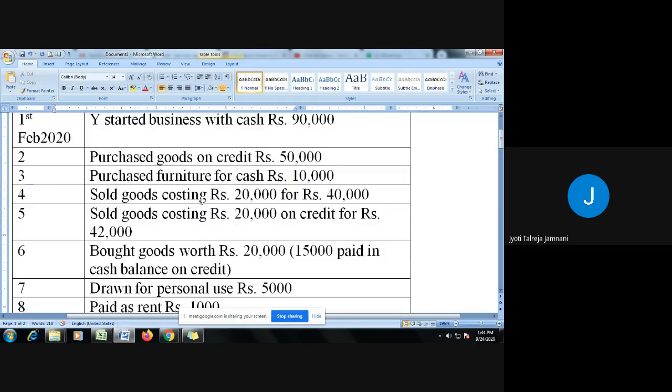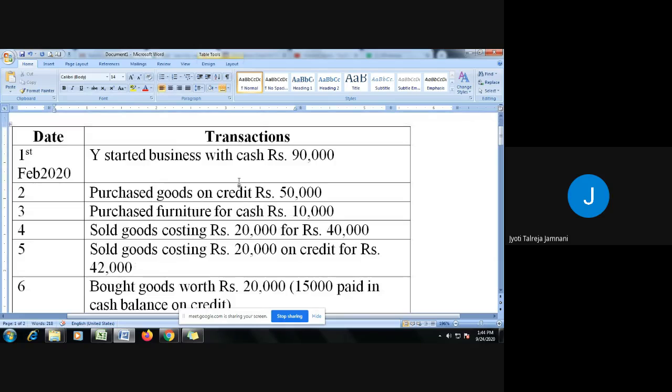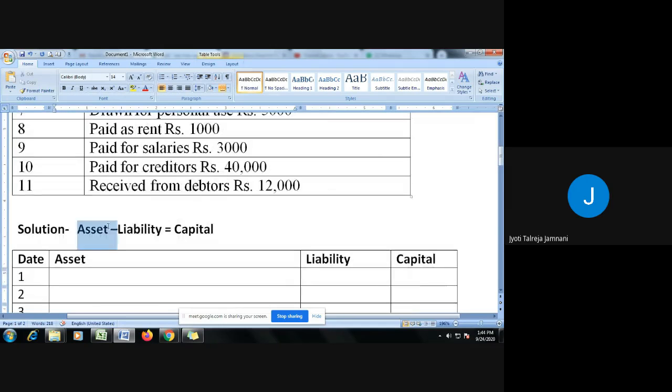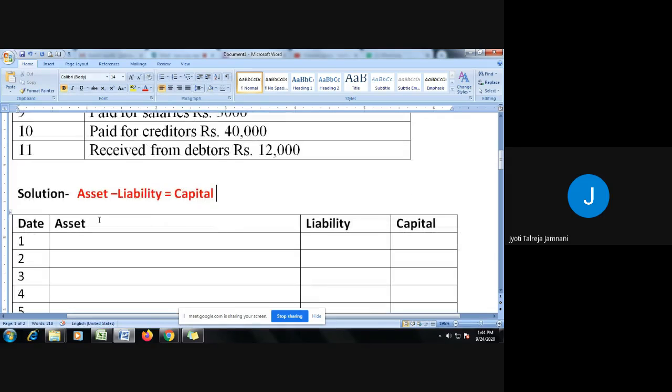Okay, so the first problem I have put up here. Y started business with cash rupees 90,000 is the first transaction. First, this is the formula for accounting equation. It is used in different ways by different people. I am using asset minus liability is equal to capital. It is also used as asset is equal to liability plus capital. But we will do it as asset minus liability is equal to capital. So this is the format in which we are going to solve it.